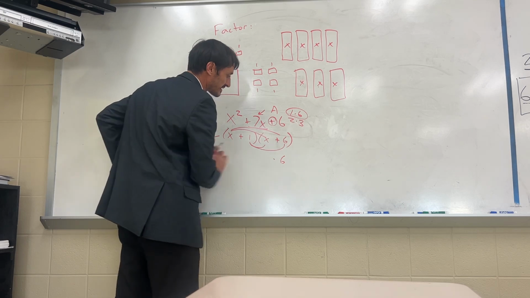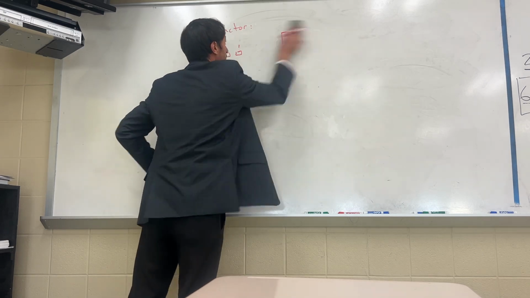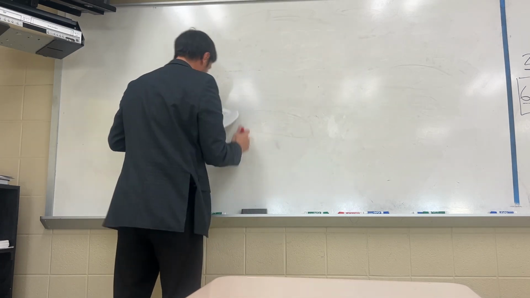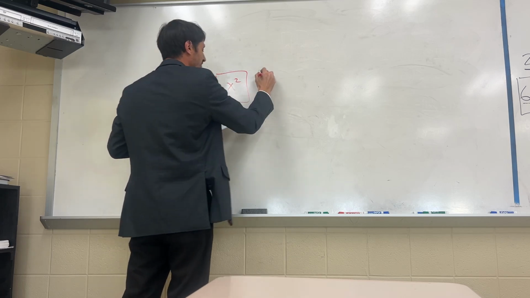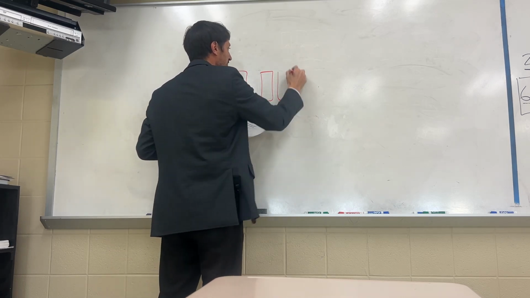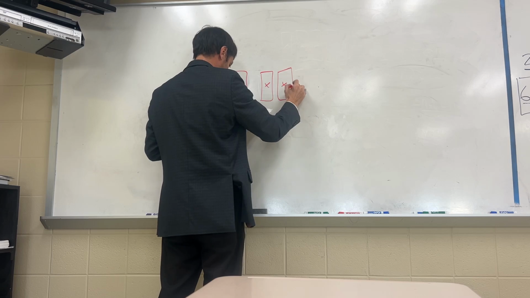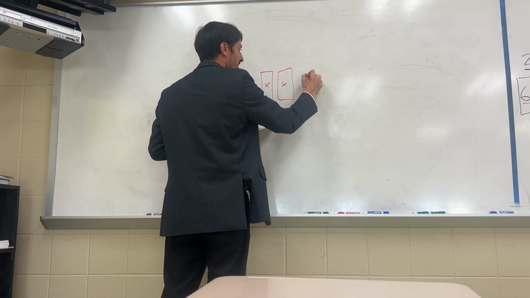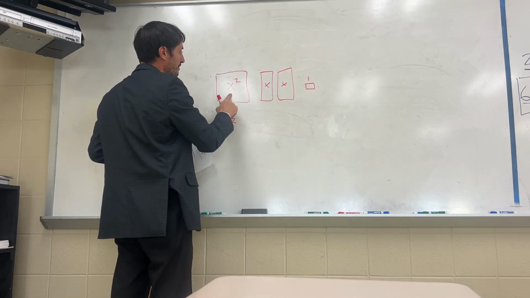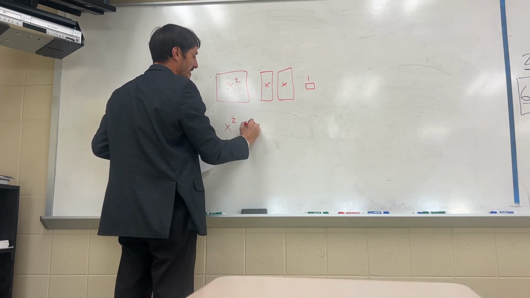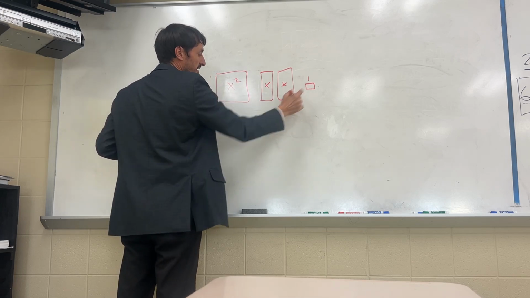Okay, let's look at the next example. Same thing. You guys have an x squared block. You have 2 x blocks. And then you have just 1 singular block. So this is going to be 1x squared, 2 x blocks, so 2x, and then a singular 1.